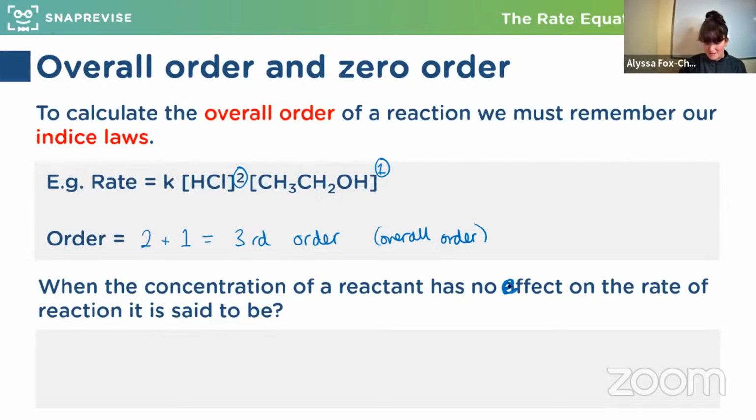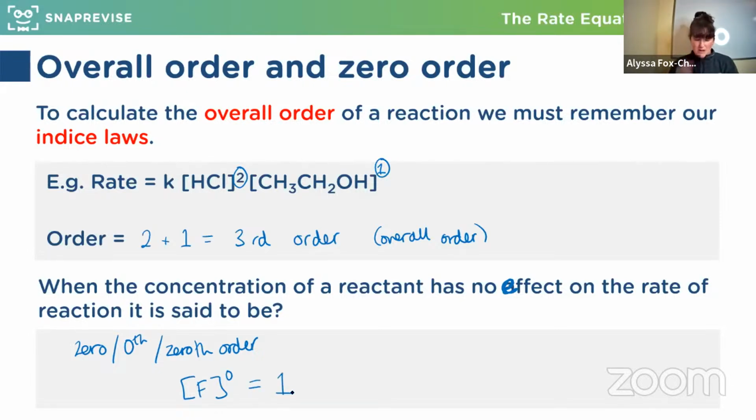Well done, Gabby. Lovely. 0 or 0th or 0th order. Very nice. You can say any of those. What we mean by that is that if we had, what letter was I on, F now, I think. So if the concentration of F is to the power 0, 0th order, anything to the power 0, think of your indices rules, anything to the power 0 is equal to 1.